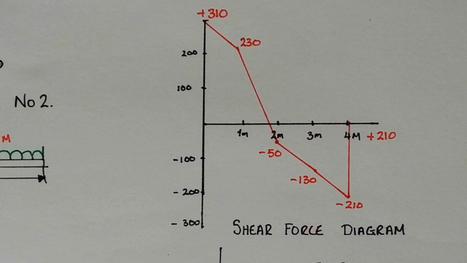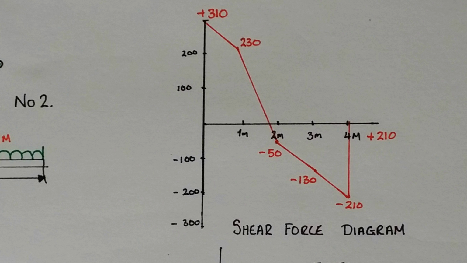So everything is in 10 millimeters. The length of our beam, 1 meter, 2 meter, 3 meter, 4 meter, is actually 40 centimeters. Same along the top, 100, 200, 300. So that's our shear force diagram. On our left-hand edge, we had a positive force of 310, so that's going upwards. And on our right-hand edge, we also had a positive 210. The two have got to meet in the middle. So we've got 230 newtons, minus 50 newtons, minus 130 newtons, and minus 210 newtons.